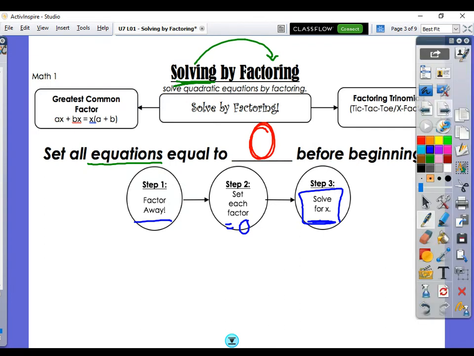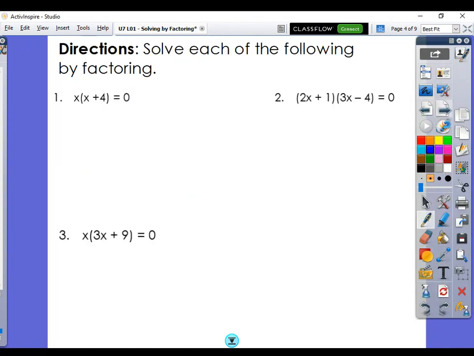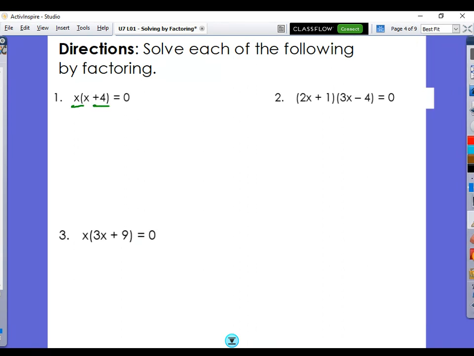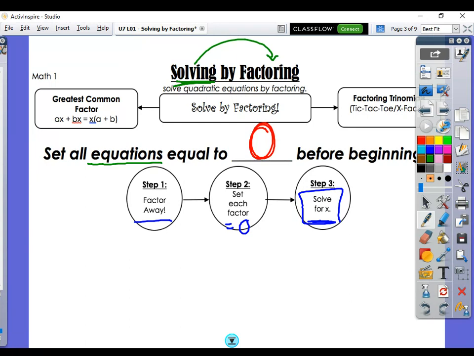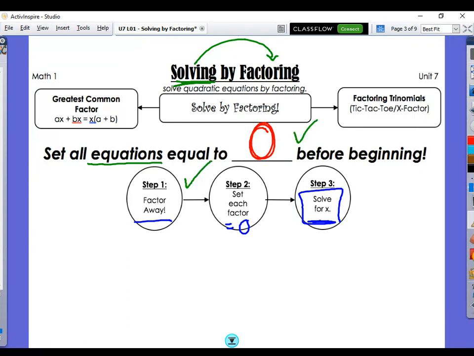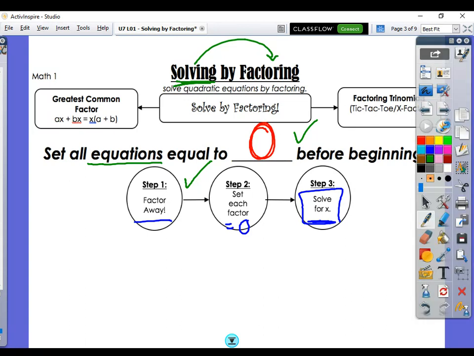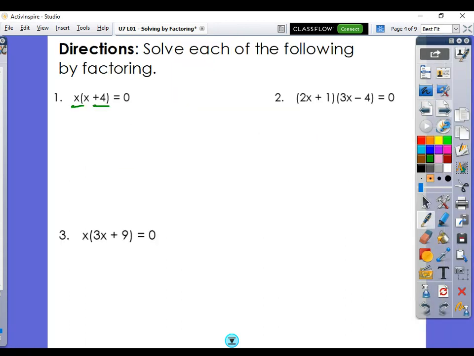So, like I said, I'm going to try and keep this short. I'm going to do a couple examples with you, and then you guys can try the rest. So notice on these first three, they're actually already factored. Here's factor number one, factor number two, right? So if we look at our steps, they're equal to zero, check. They're already factored. So step two means to set each factor equal to zero. So I'm kind of skipping the factoring part, and we're jumping straight to the solving part.